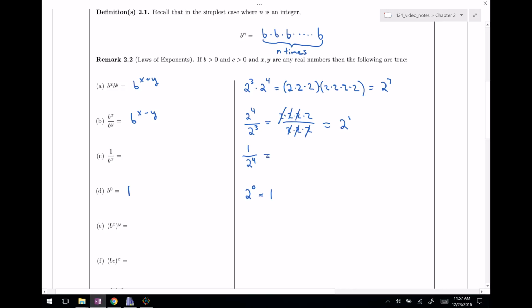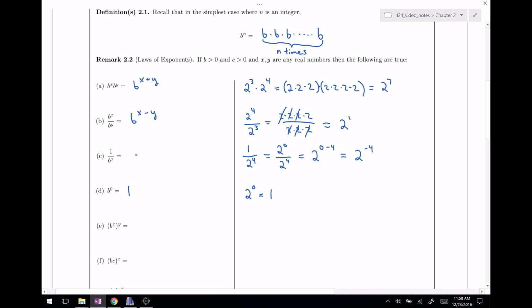Well, we could rewrite this, right? Instead of 1, I could write 2 to the 0 power, and down here, still 2 to the 4th power, right? Because according to D, 1 is the same thing as 2 to the 0 power. So now, according to B, right, I would subtract these. So this would be 2 to the 0 minus 4. That's according to B there. And then I could simplify this down, so this is going to be 2 to the negative 4th power.